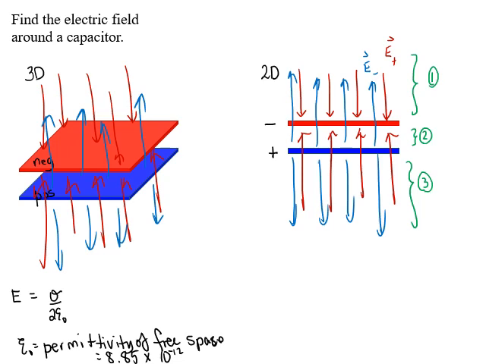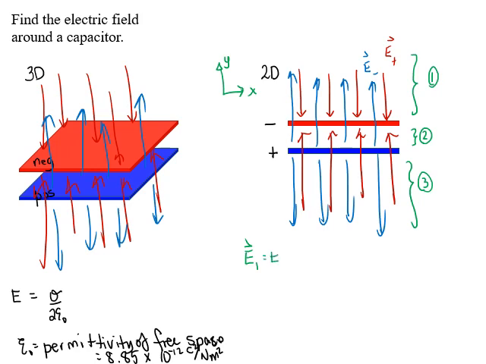Oh my goodness, the units. The units are coulomb squared over newton meters squared. Sometimes it takes me a second to remember. There we go. So for my electric field in region 1, my electric field is a vector, so the direction matters. I'll take positive x to the right, positive y up.